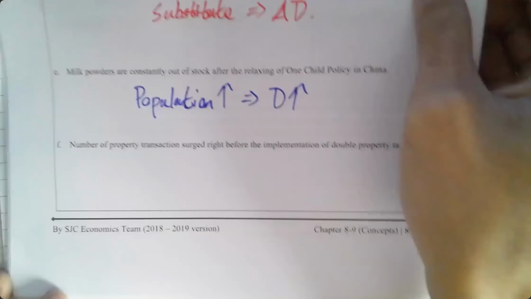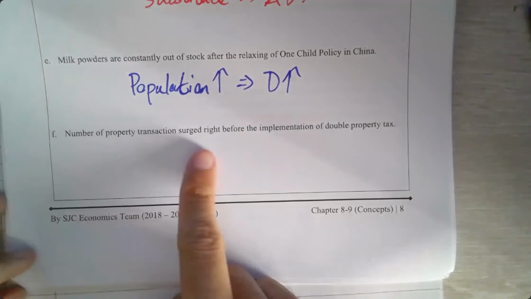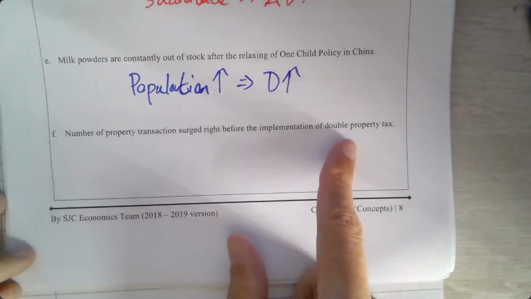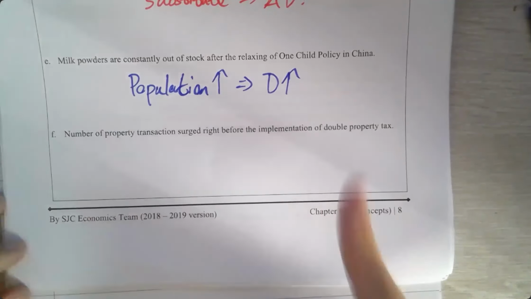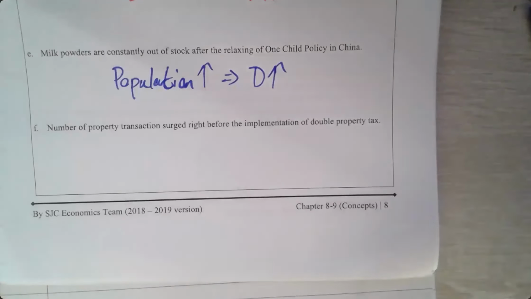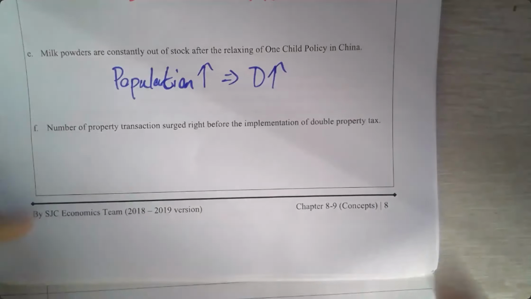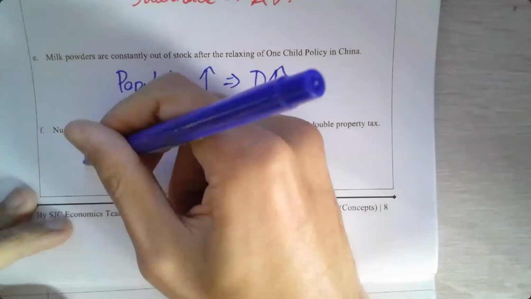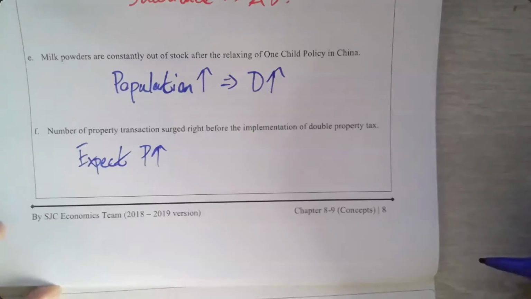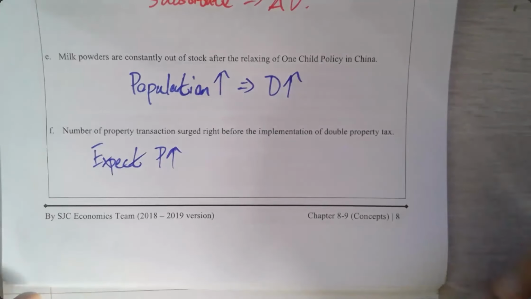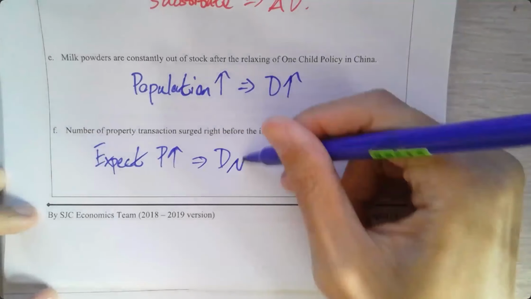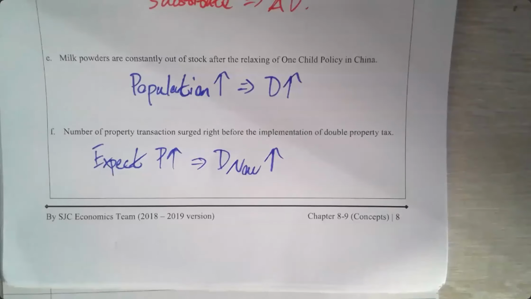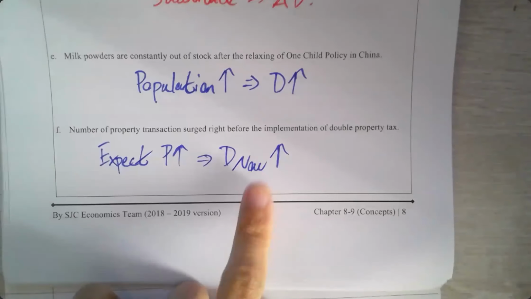And finally, number of property transactions surged right before the implementation of double property tax. 原來當年啊，我咧樓市辣招之前啊，what happens? Because people expect the price of property to increase。黐線，隔多2個禮拜買會貴成100萬喎，咁幾時買？佢而家買啦。The demand now increases. Okay, so you see, this is a change in demand.